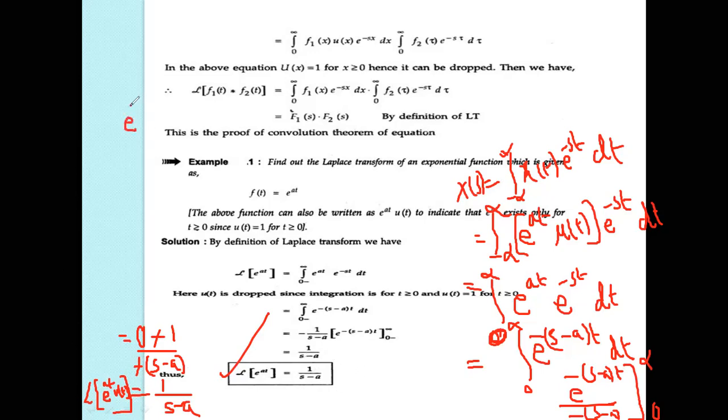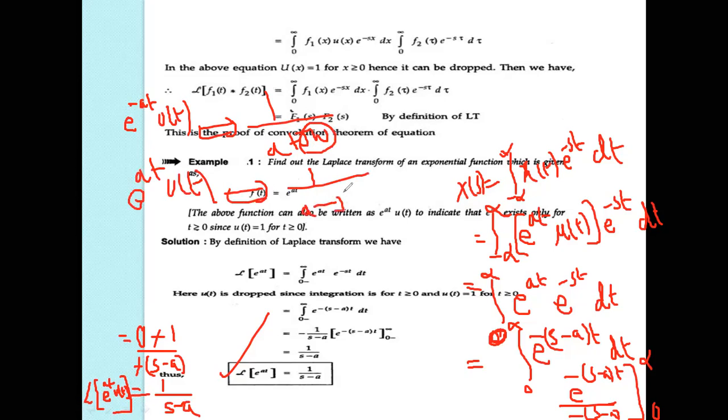In Fourier transformation, for e power minus a t mu of t we got 1 by a plus j omega. See that, j omega and a: for e power a t mu of t, the Laplace transformation is 1 by s minus a, where j omega is nothing but s here. Like that, 1 by s minus a and 1 by s plus a. Got it? We come to the next example.